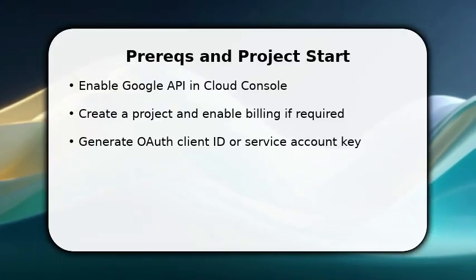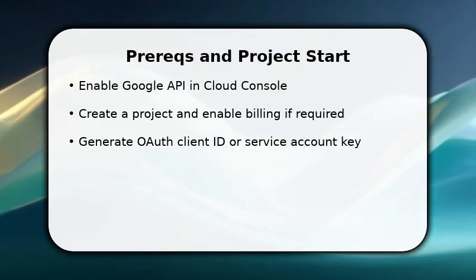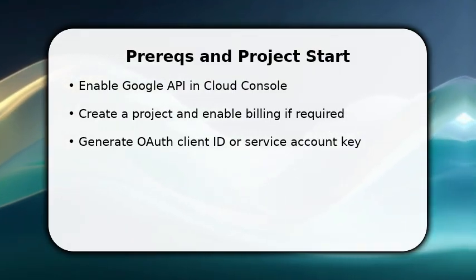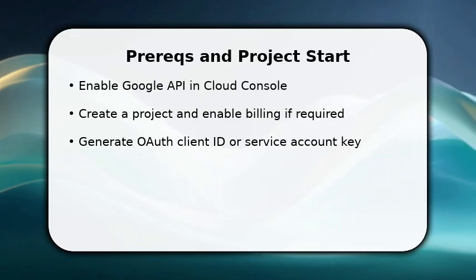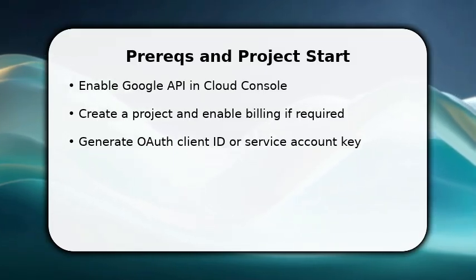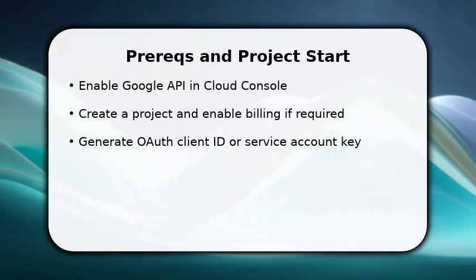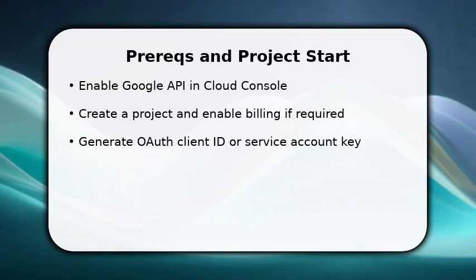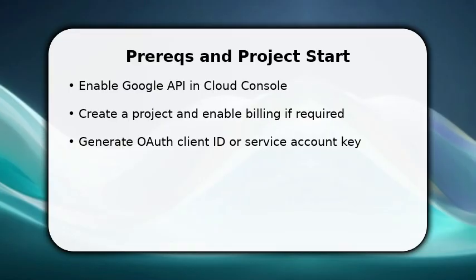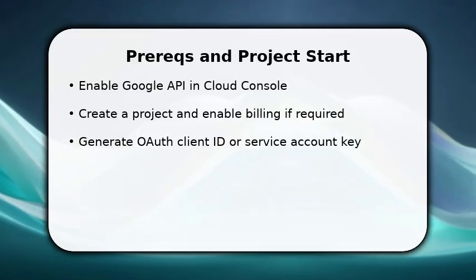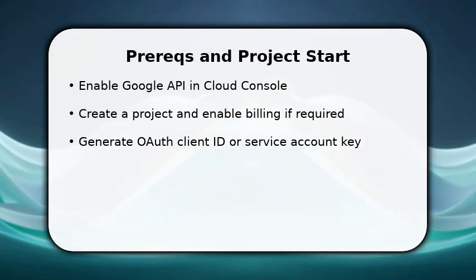You begin by creating a cloud project and enabling the specific Google API you need. This step attaches usage and permissions. Once done, make sure billing is set if the API requires quota. Next, choose authentication. Create an OAuth client ID for user flows or a service account key for server-to-server access. Export the JSON credentials and store them securely. This gets you from nothing to a configured project with credentials ready for the next implementation stage.